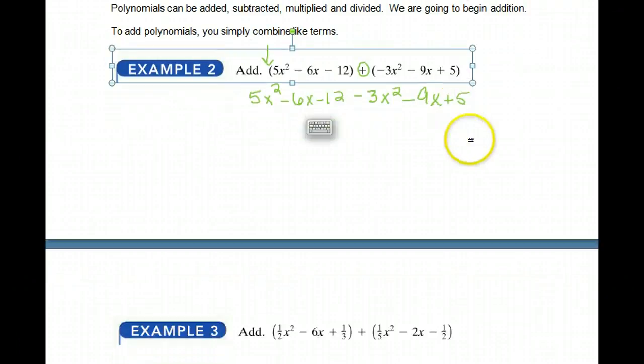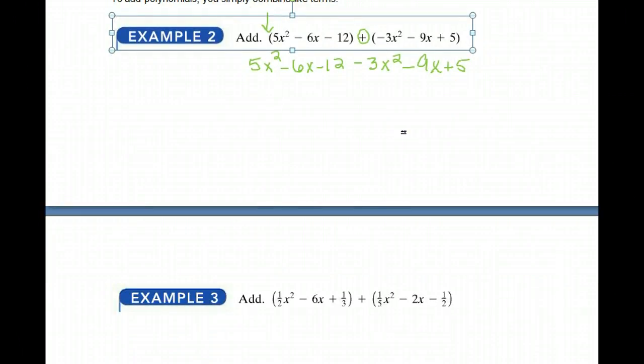And now we have a string of addition and subtraction that we can do and combine like terms following the rules that we were taught. So I'm going to start with my x squareds so that my polynomial will be in descending order. So I have 5x squared minus 3x squared, which will give me 2x squared. And I will cross them out so I know I've used them.